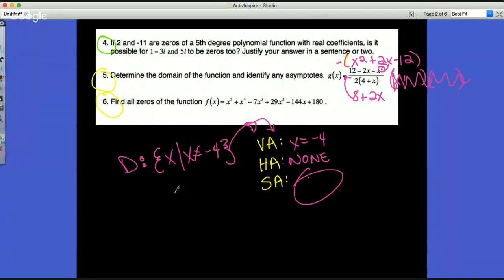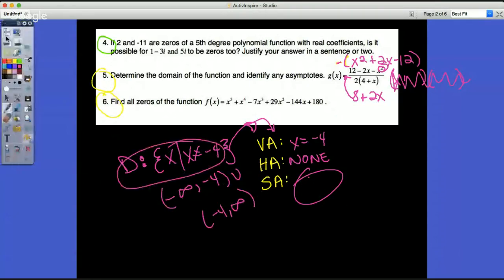You could also say negative infinity to -4. You could say that as well. However, this probably would be the easier of the two and probably the better one. All right, let's keep going.